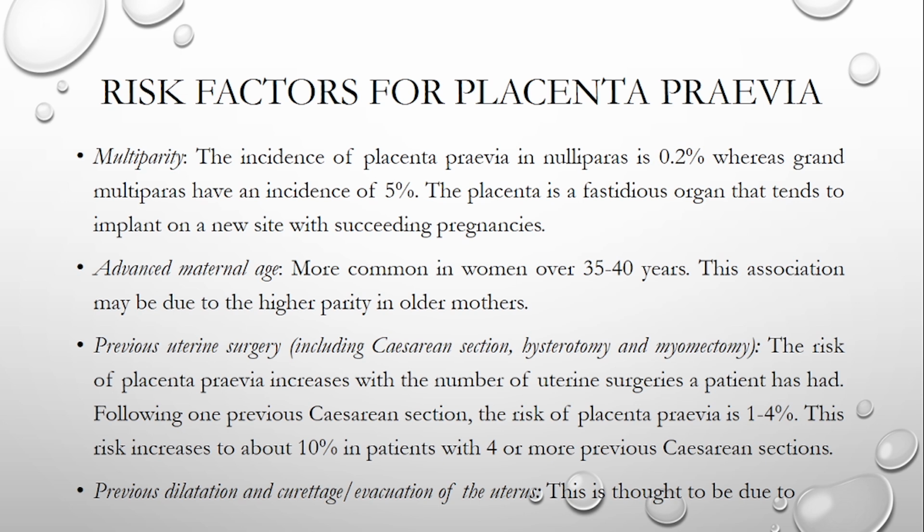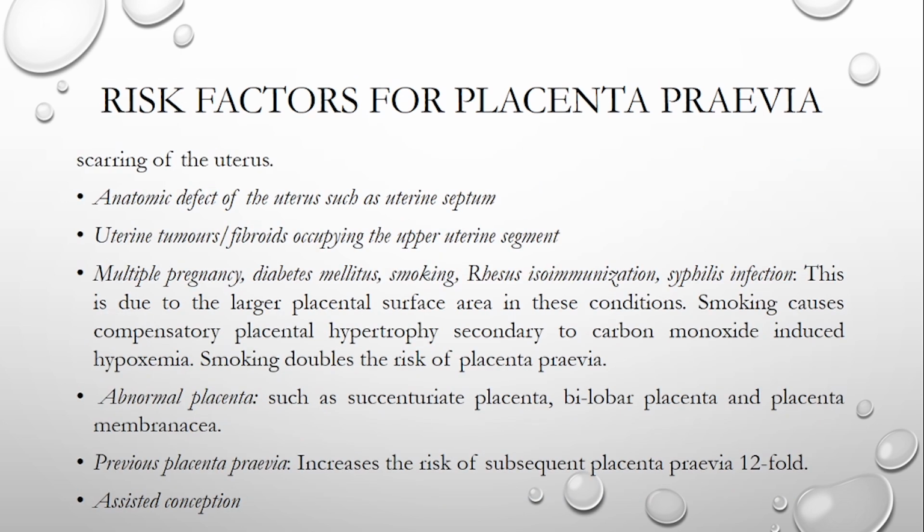is thought to be due to scarring of the uterus. Anatomic defects of the uterus, such as uterine septum, may also increase the risk for placenta previa. Uterine tumors, such as fibroids, particularly fibroids that occupy the upper uterine segment, can give rise to placenta previa. Multiple pregnancies, diabetes mellitus, smoking, rhesus immunization, and syphilitic infections are also risk factors for placenta previa.